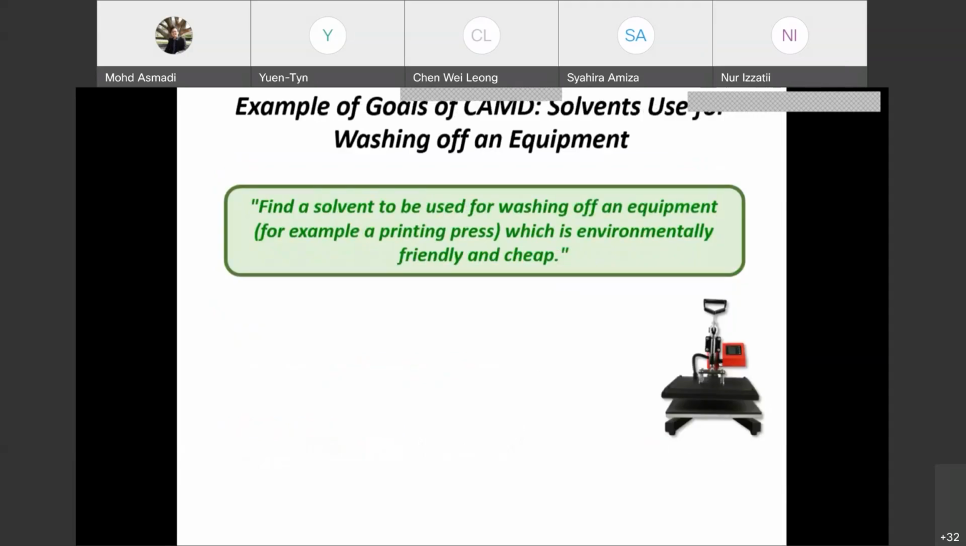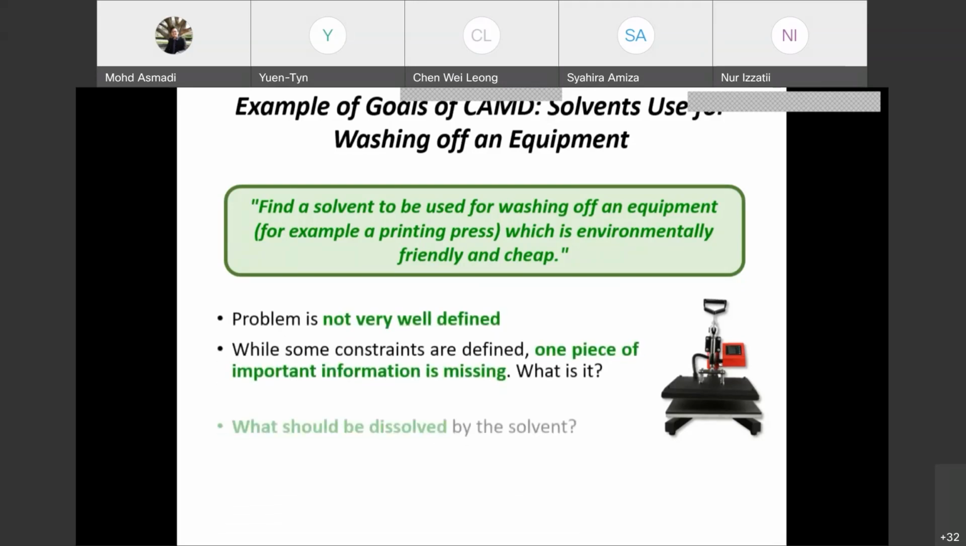Another one is a solvent used for washing equipment. This is actually not very well defined. Find a solvent to be used for washing equipment which is environmentally friendly and cheap. What should be dissolved by the solvent? We don't know. This is not well defined. And the definition of cheap is ambiguous, right? Everyone can say maybe 1000 is cheap, or 2000 is cheap, but it depends on the process. So it's not very well defined.